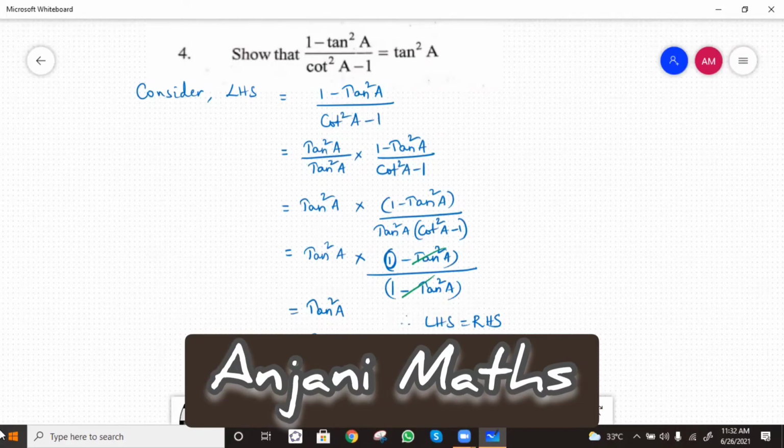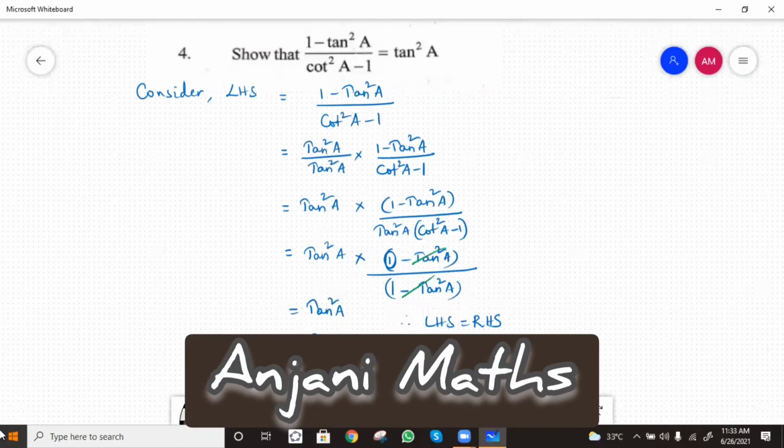Suppose if right hand side is in terms of sine and cos, what we will do? We convert tan in terms of sine, cot in terms of sine and cos. Okay, so here what we have is tan square A in the right hand side. So multiply and divide with tan square A. So we get tan square A into (1 minus tan square A) by tan square A into (cot square A minus 1) in the denominator.